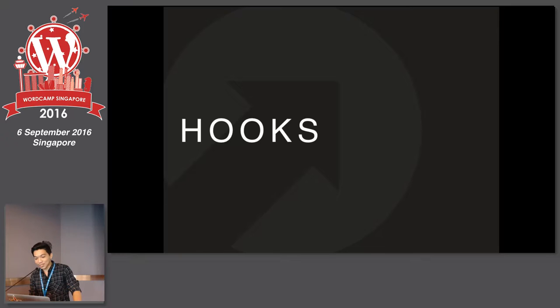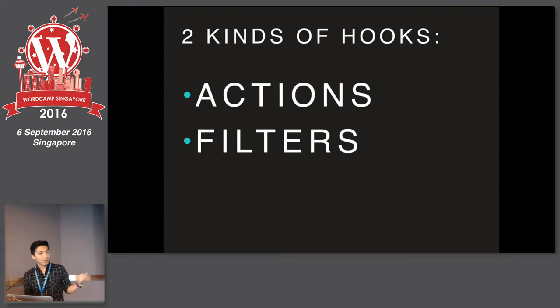So hooks. Hooks are part of the plugin API that refers to places where you can insert or change what WordPress is currently doing or outputting by default. To put it in a simple way, hooks allow you to intervene or possibly alter the result or execution. There are two kinds of hooks: actions and filters.